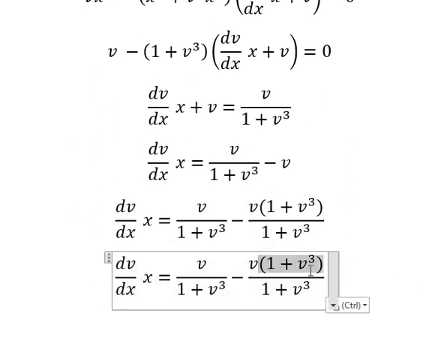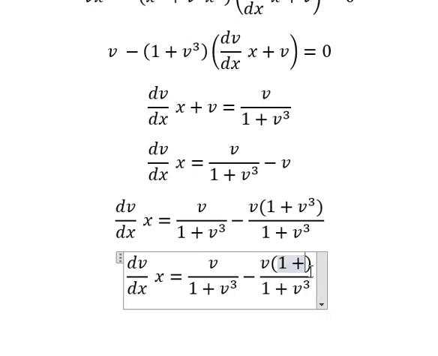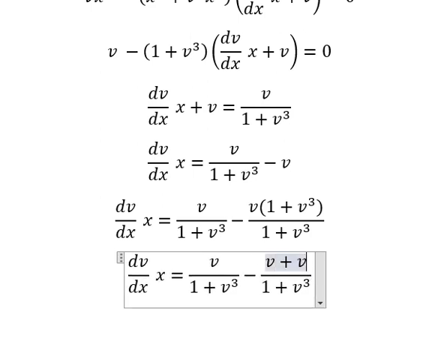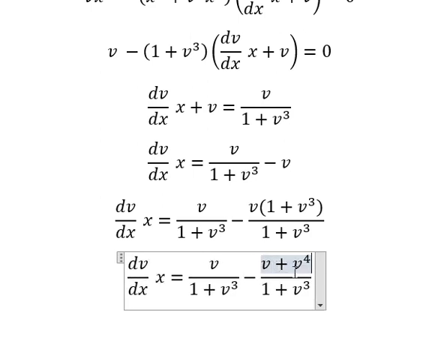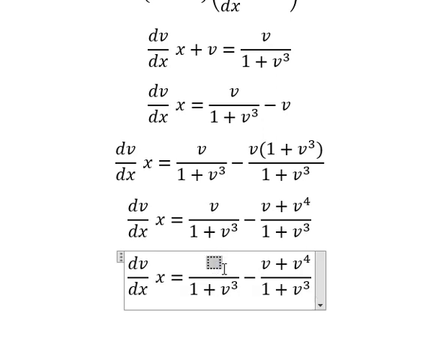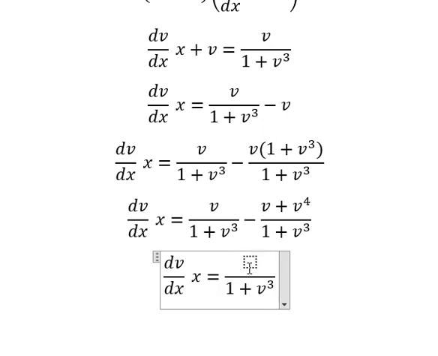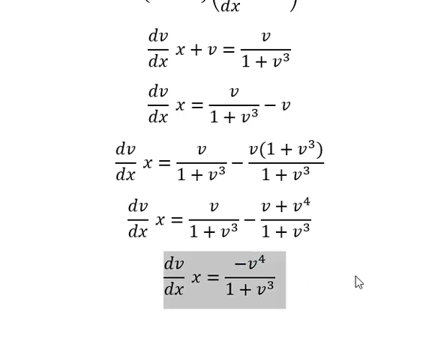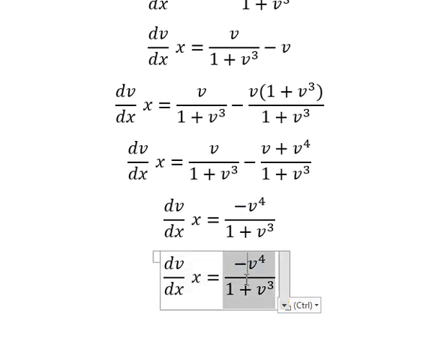So this one we have v and v to the power of 4. So v minus v we cancel. So that means we just have only negative v to the power of 4. Next, I will put this one go to the left, the s and s go to the right.